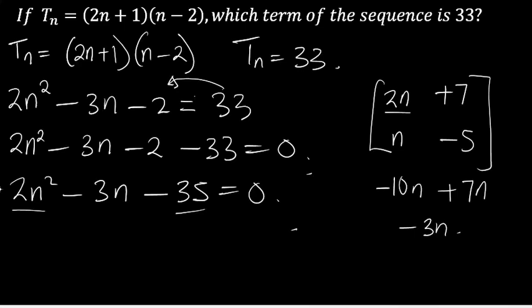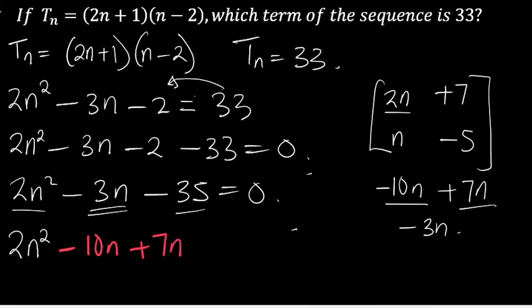So that means we will now use this expression to replace this. So you have 2n squared, and this minus 3n will be replaced by minus 10n plus 7n, minus 35, which is equal to 0. So we now replace minus 3n to be minus 10n plus 7n.